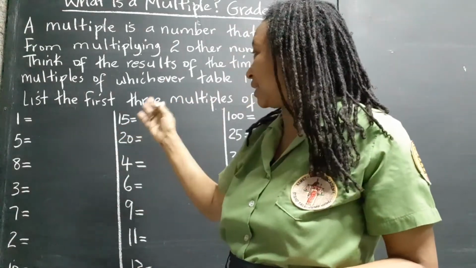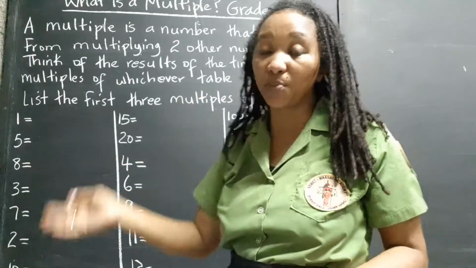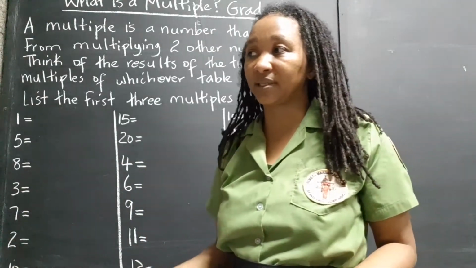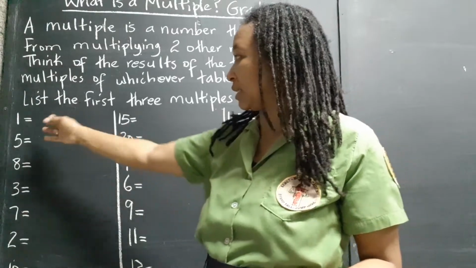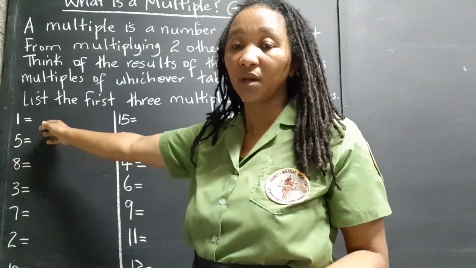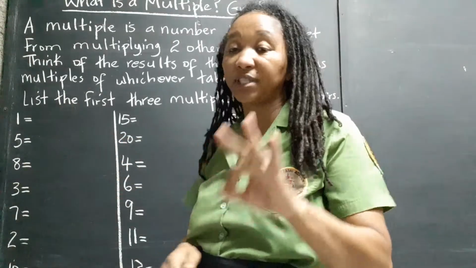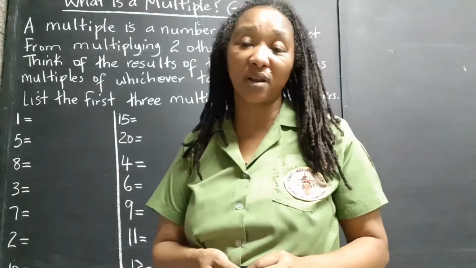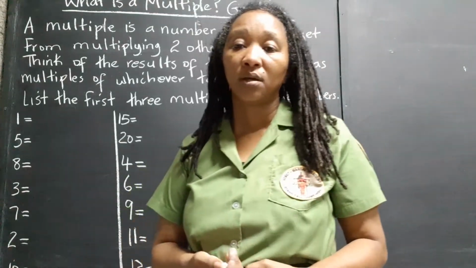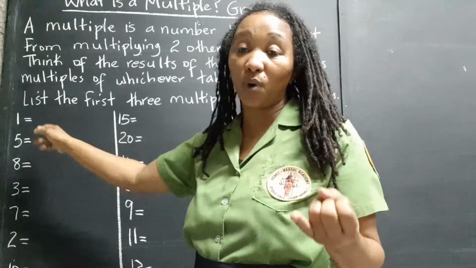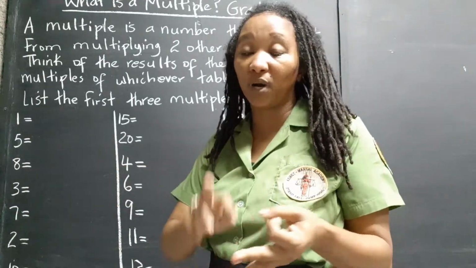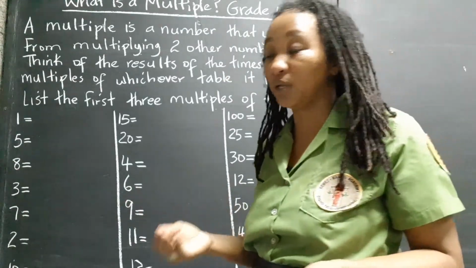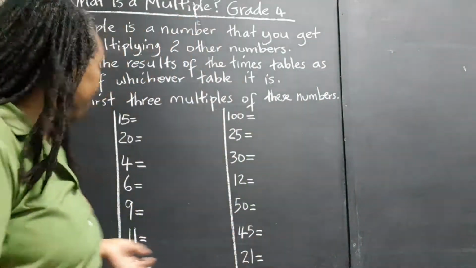Now if you're asked to list, for example, the first 3 multiples of a number, they're really asking you to list the first 3 results of the times table of each of these. That's what they're really asking you for. So 1 times 1 gives what? 1 times 2 gives what? 1 times 3 gives what? That's what they're asking, right? The first 3 multiples. So let's fill those in.